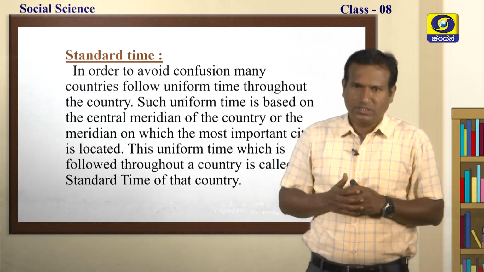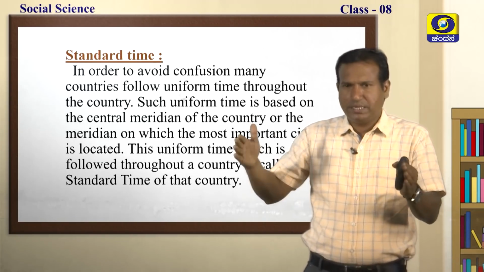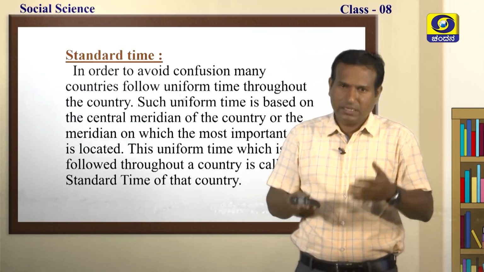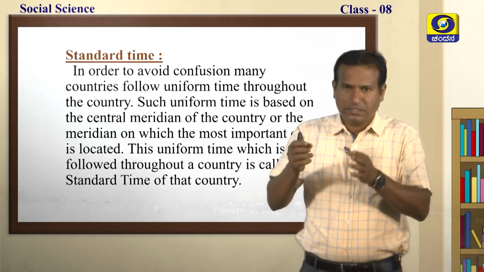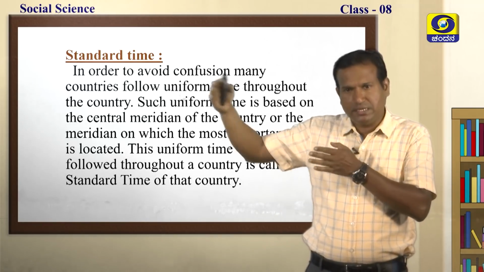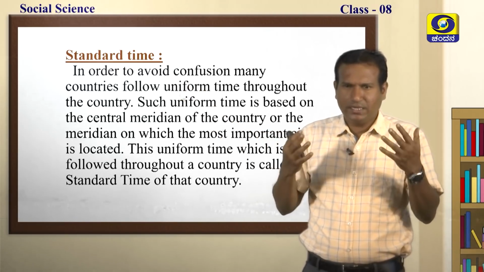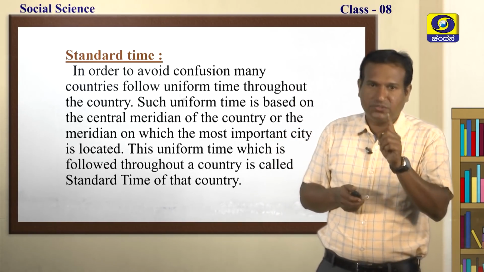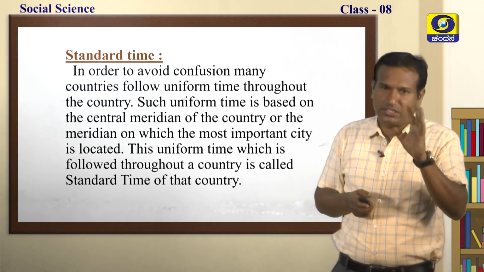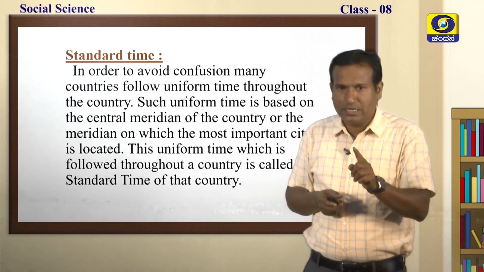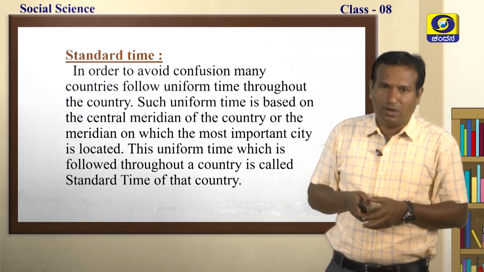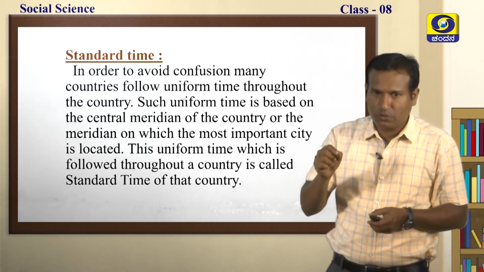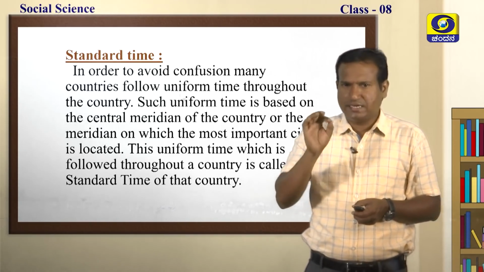Now, what is the standard time? If you use local time, from one place to another place there will be different timings, and there will be confusion in fixing the timings in the country. For example, in our country, if a person is in Gujarat, another person is in Allahabad, and another person is in the east, there will be different timings. That is why there will be confusion in the local times. To avoid the confusion of the local times, many countries followed uniform time throughout the country. Such uniform time is based on one central meridian of the country, or the meridian on which the most important city is located. This uniform time which is followed throughout the country is called standard time.